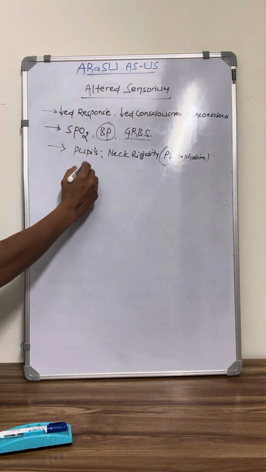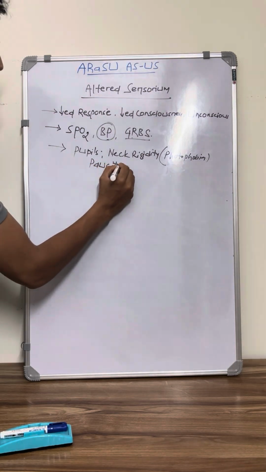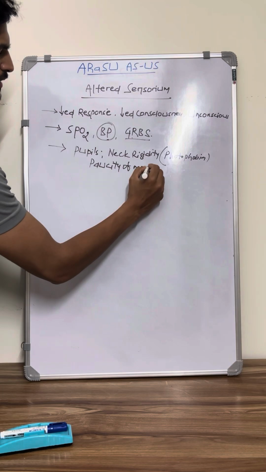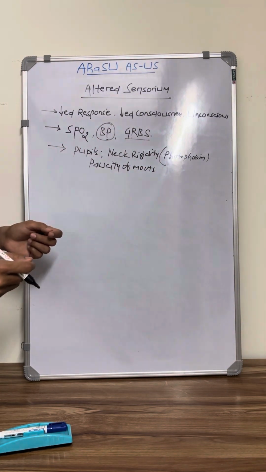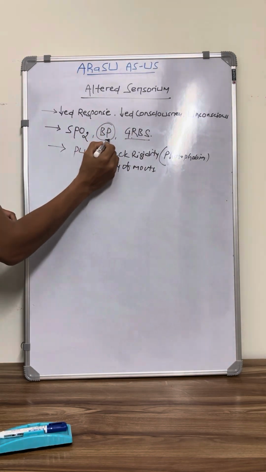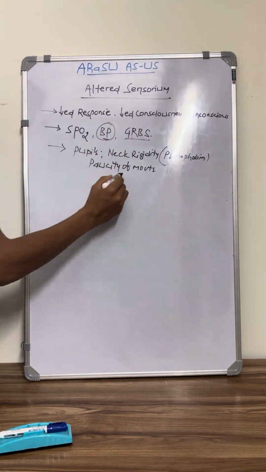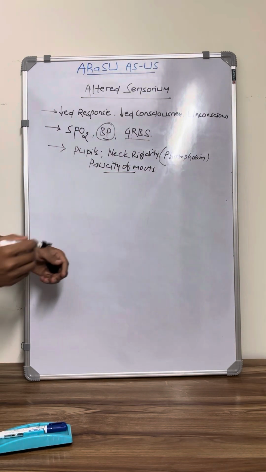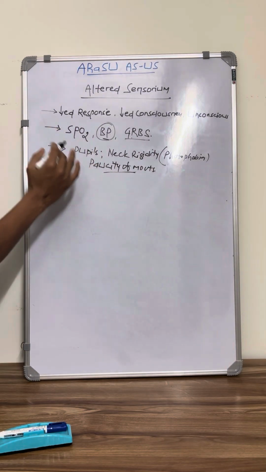Then we have to observe for any paucity of movements. Just pinch the limbs, all 4 limbs, and try to look for paucity, because as we have just now listed out, sometimes strokes can present with altered sensorium. So any paucity, especially unilateral, will give a clue towards stroke. So these things have to be assessed immediately.